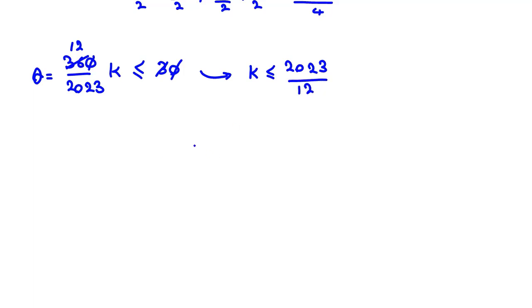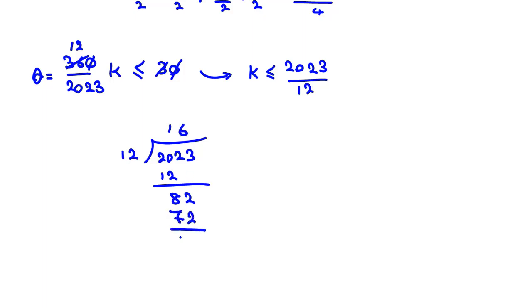Okay. So if we divide 2023 by 12, it will be 1, 12, 82. 6 times 12, 72. It will be 103. 8 times that, 96. So it will be 7. So it will be 168 point something. Now we can say what? If the difference of the two things we have is less than or equal to 168, it will be okay.